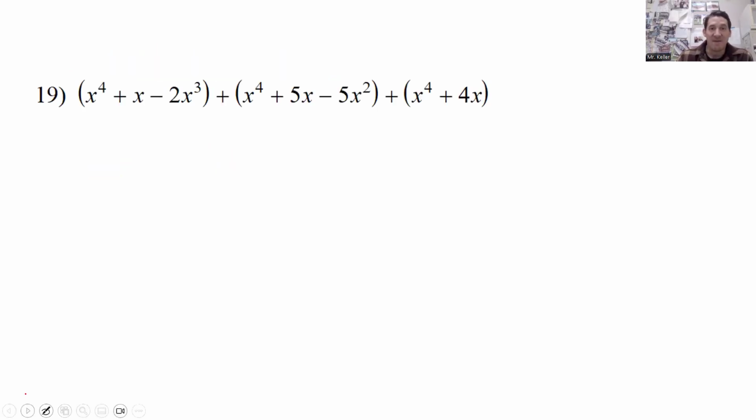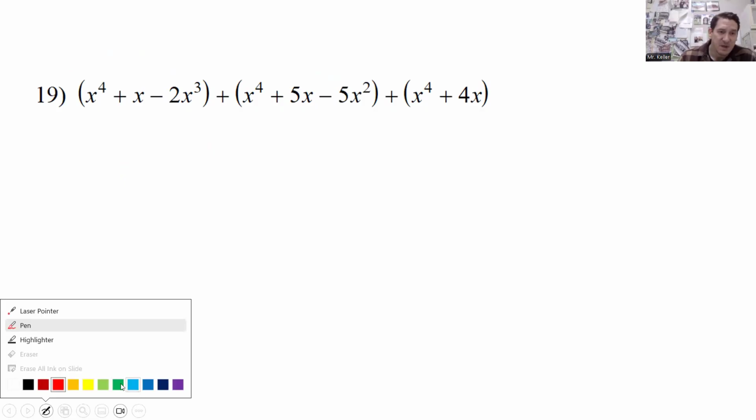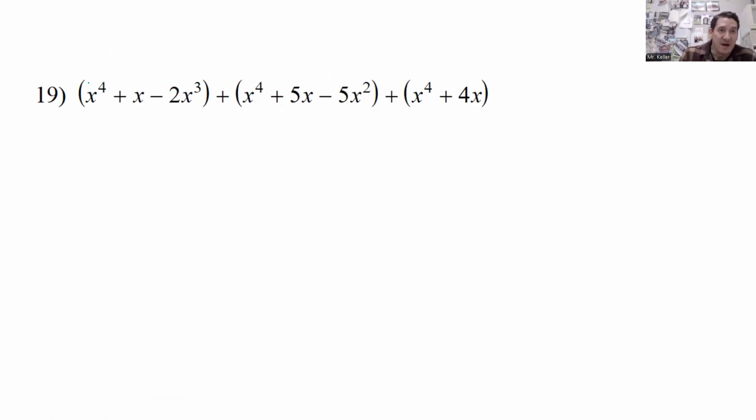You might have more than two polynomials. That's okay. You just need to find the like terms in all of them. So here we have x to the fourth is the biggest one, x to the fourth, x to the fourth. Add those together. They would each have three. So an invisible one in front. So 1 plus 1 plus 1 is 3x to the fourth.